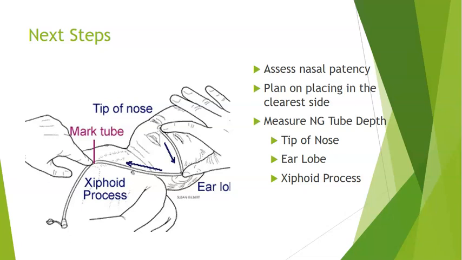You're going to then measure your NG tube for depth. You're going to start with the tip of the patient's nose. You're going to go to the earlobe and down to the xiphoid process. This measurement is accurate for all age groups from infant to adult.